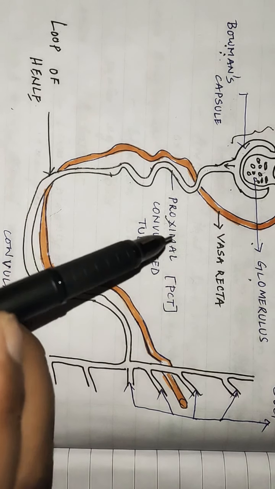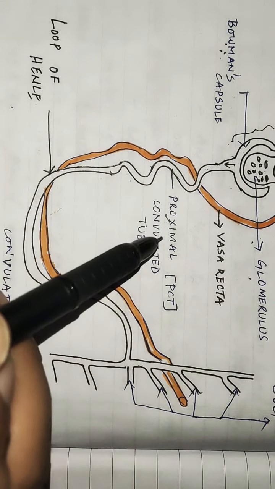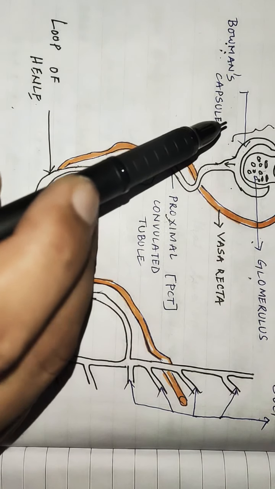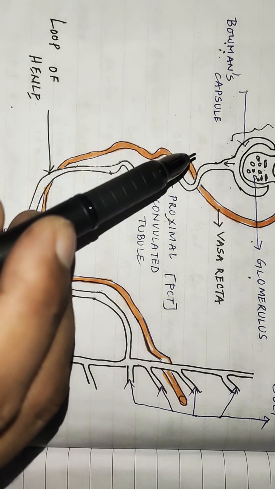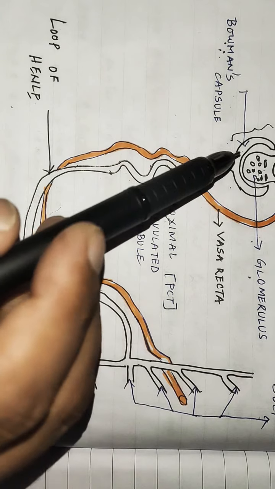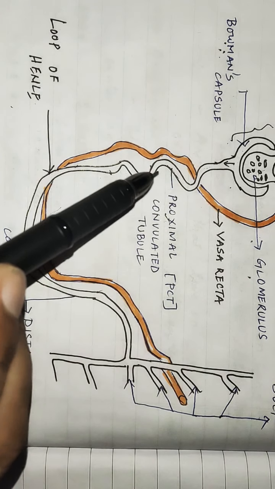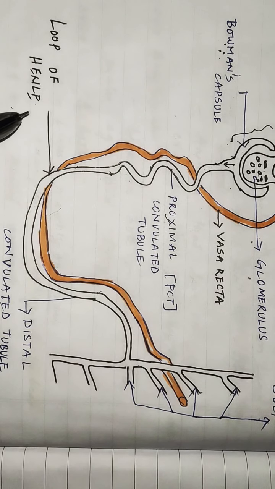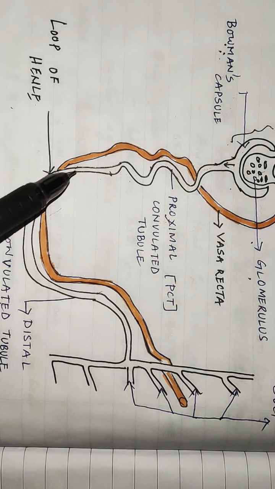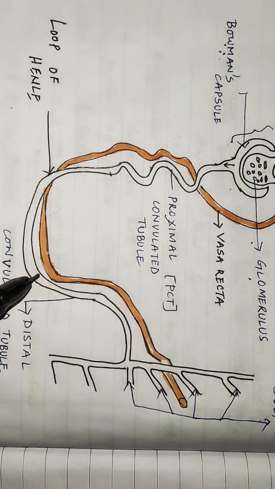Proximal means nearer, so it's very near to Bowman's capsule. Both Bowman's capsule and the proximal tubule lie in the cortex of the kidney. Next is the loop of Henle. It is the middle U-shaped part of the renal tubule. It is found in the medulla of the kidney.